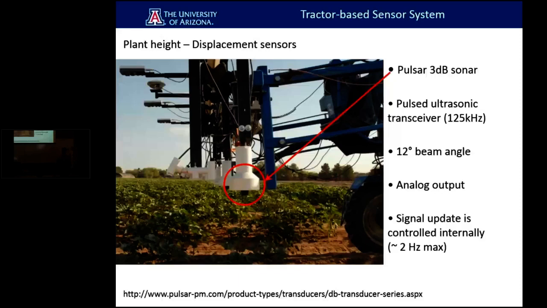But again, I'm showing you in a very general way what it is that we do. What I want you to see is a mechanical platform that goes up and down the field and is collecting lots of data on different responses of the crop: the thermal response, the spectral response, and one-dimensional displacement to give us an idea of the size of the plant. We do that as the machine is moving.